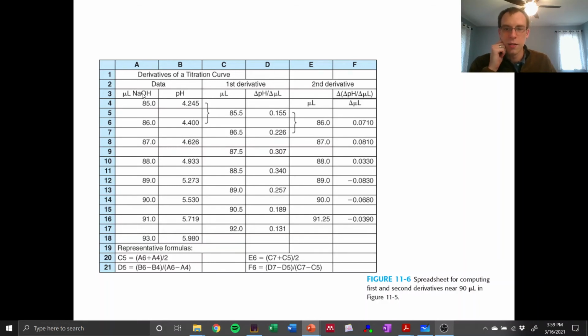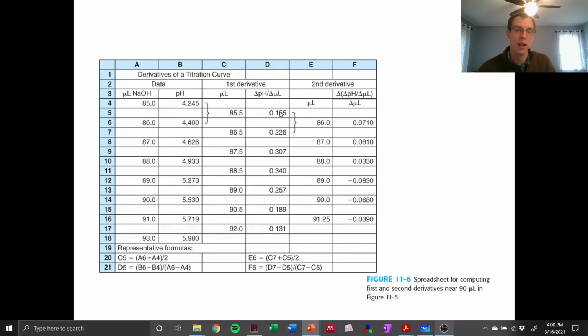Then you can find the first derivative by taking the difference in the pH divided by the difference in the volume. A derivative is change in y over change in x. We can use that to approximate a value of the derivative. This isn't exact, but with the data we have, it's what we can do. Since this derivative is between these 2 points, our x value we take to be halfway between: 85.5, since it's between 85 and 86.